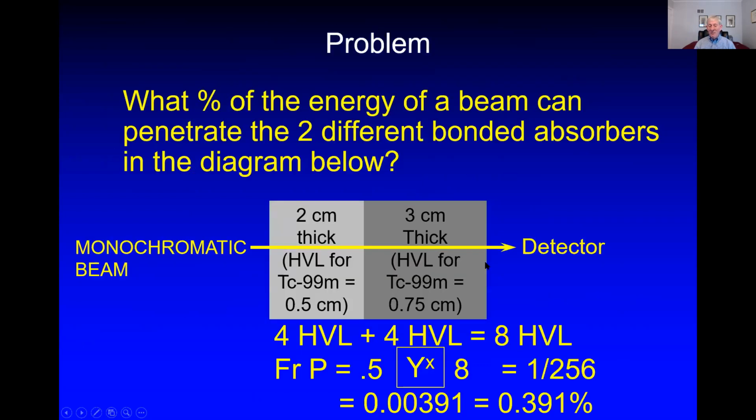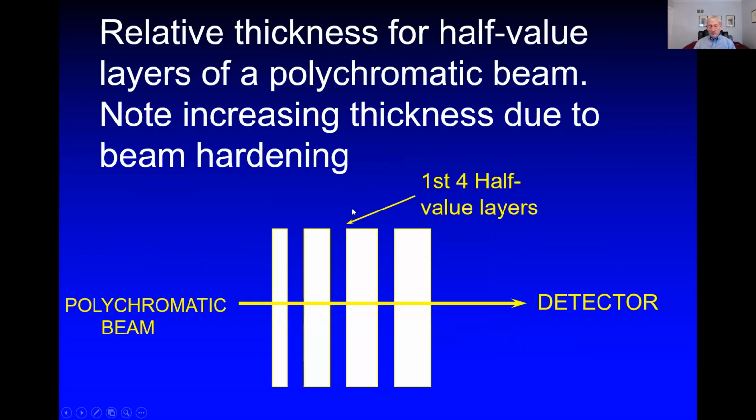Now, everything we've talked about so far has to do with a monochromatic beam. We're going to talk now about a polychromatic beam. Nothing that we have talked about applies, nothing, because the layers become thicker and thicker as we go through them. By definition, this first layer cuts out half of the beam. But remember, a polychromatic beam has low energy and medium energy and high energy and very high energy. So while the first layer cuts out half of the total energy, what is it getting rid of mostly? Low energy or high? So it's getting rid of mostly low energy.